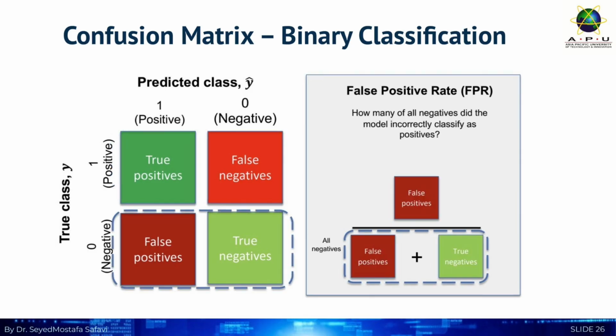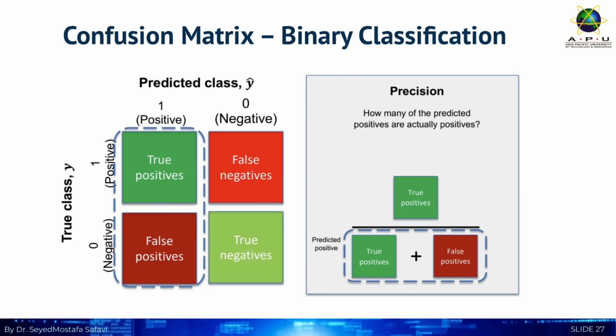The false positive rate, FPR, is the false alarm rate. It asks, out of all the things that were actually negative, how many did we incorrectly classify as a positive? A high FPR means a lot of wasted time checking false alarms. Precision is about efficiency. When your model says something is positive, a defect, a disease, how often is it actually right? If your precision is low, your model is often shouting flag when there is no flag.